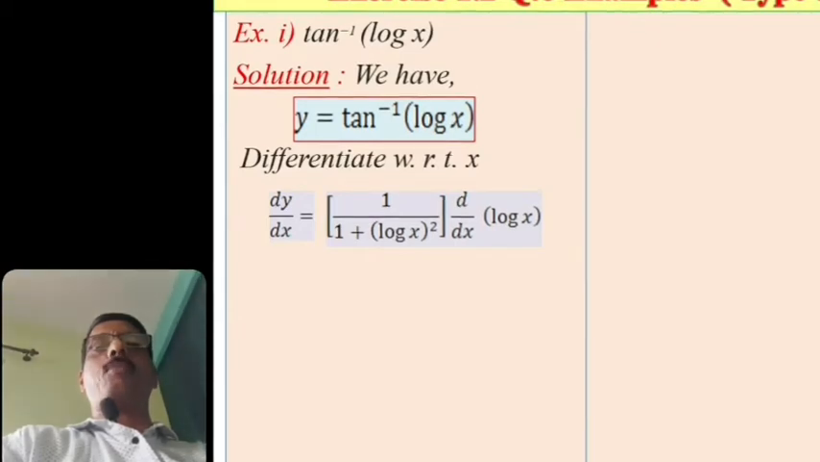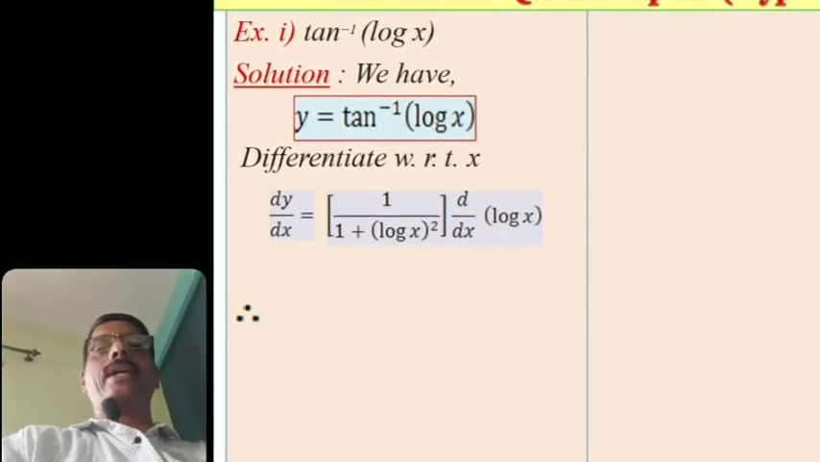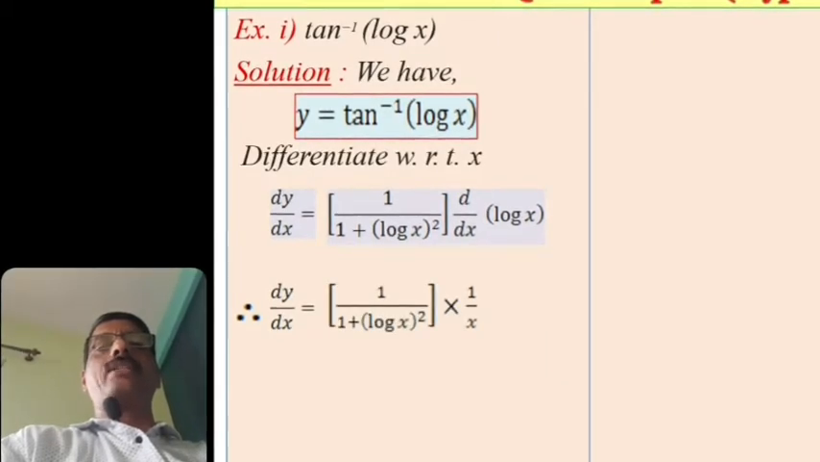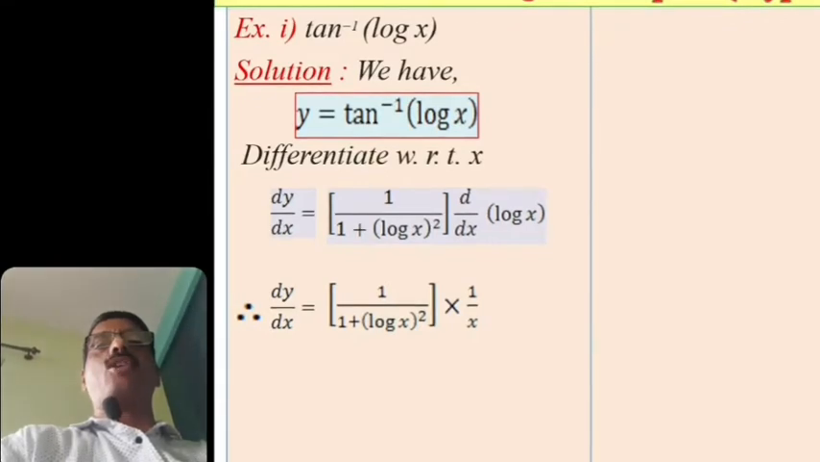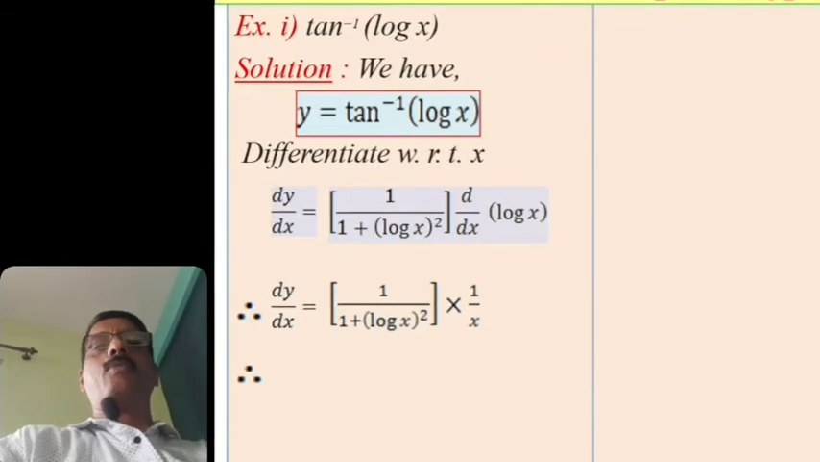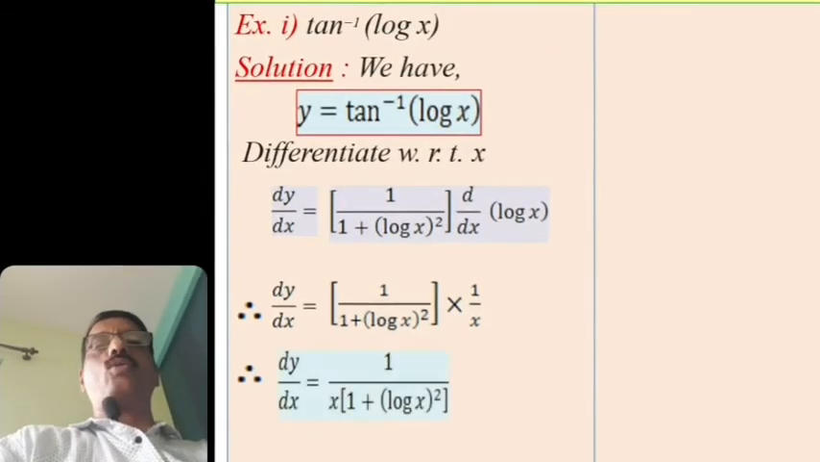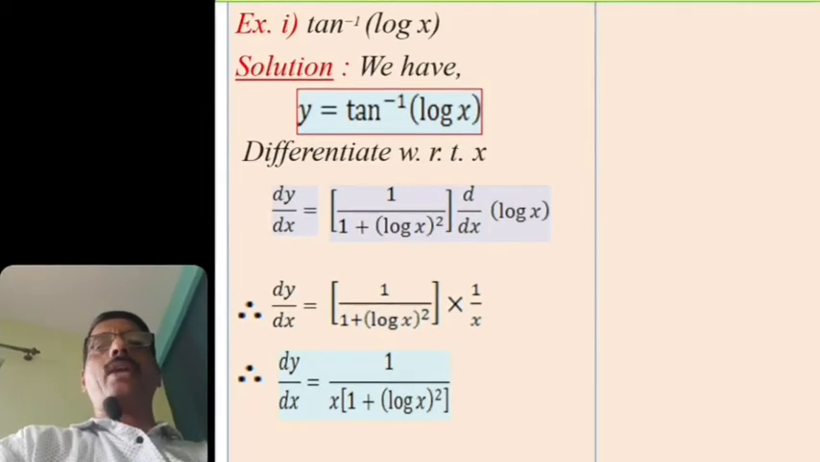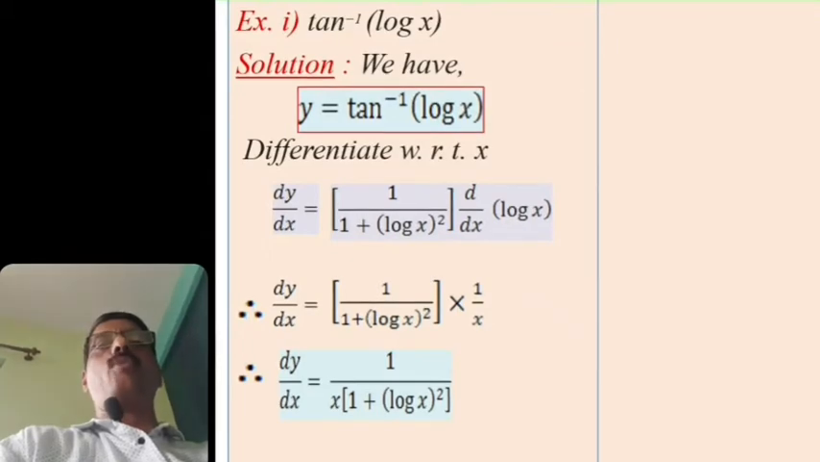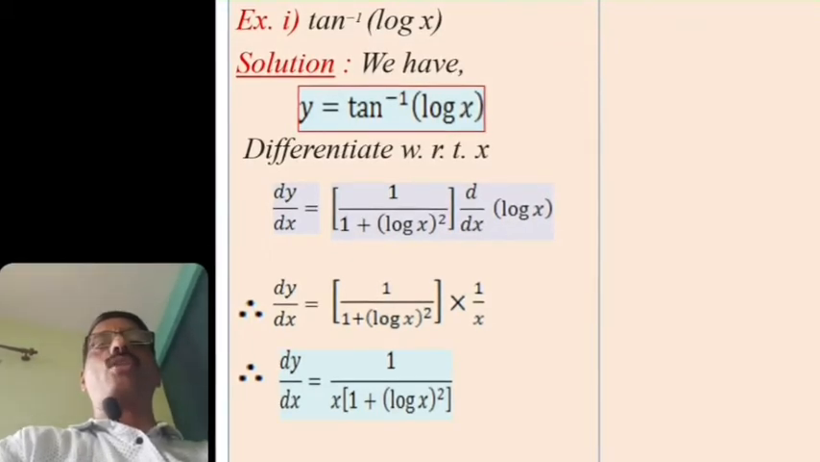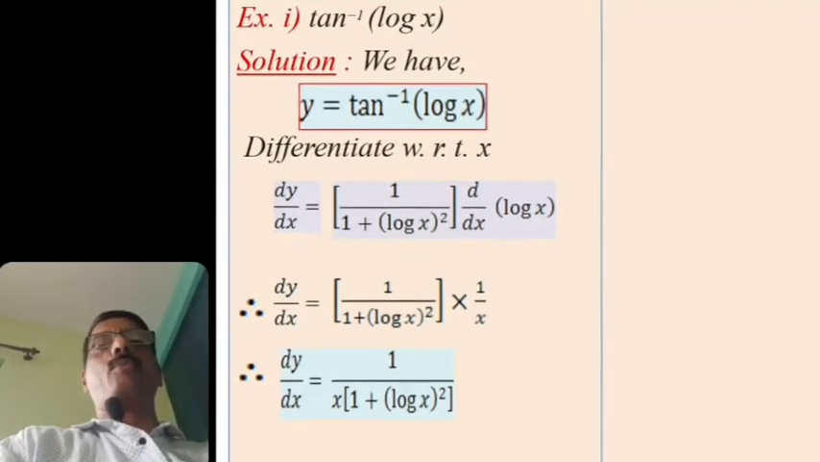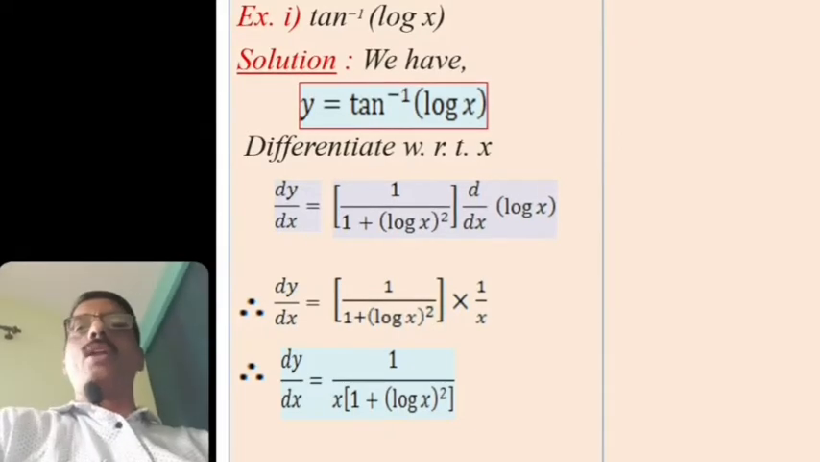Now only take the derivative of log of x in the next step. Therefore, the next step becomes dy by dx equal to 1 upon 1 plus log of x bracket square into derivative of log of x, that is 1 upon x. Now only rearranging the terms, we can get dy by dx equal to 1 upon x into bracket 1 plus log of x bracket square. That is the derivative of the given function tan inverse of log of x. This is the simple method. Only take the formula of tan inverse of f of x, and we can get the derivative of the given function.